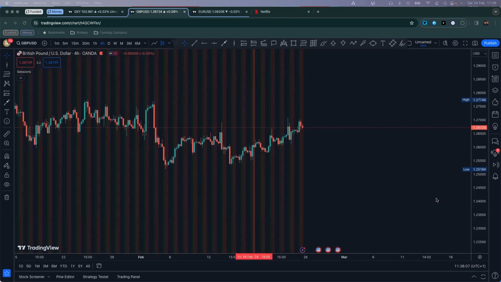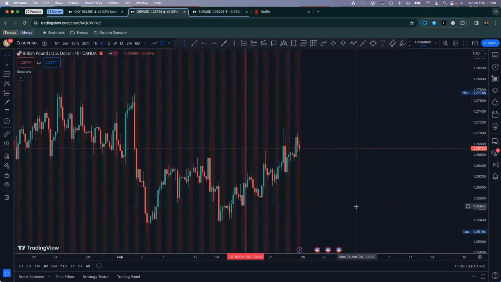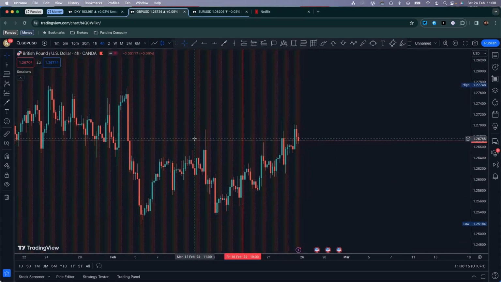So I'm going to show you the opportunities that were available this week on GBPUSD. So let's get to it. Right, so we can clearly see that I'm going to start from the H4 time frame. I'm not going to do a top-down analysis, just for the sake of saving time.